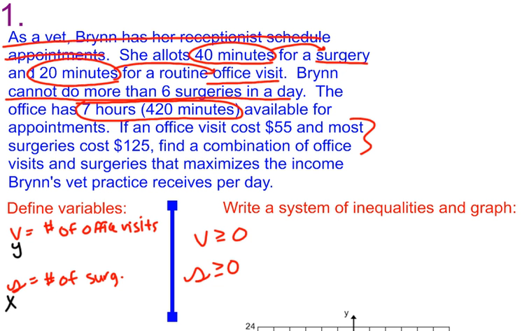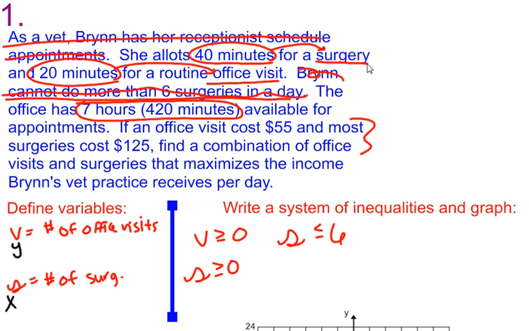That's just talking about the surgeries. So I'm going to use my variable S for surgeries. She can't do more than 6 in a day. So that means she can't do more, so it would be less than or equal to 6. She can do 6, so I could say S equals 6, but she doesn't have to do 6. If she has 1 surgery or 2 surgeries a day, she's not going to turn those away. So I'm saying S is less than or equal to 6. So that takes care of this part right here.